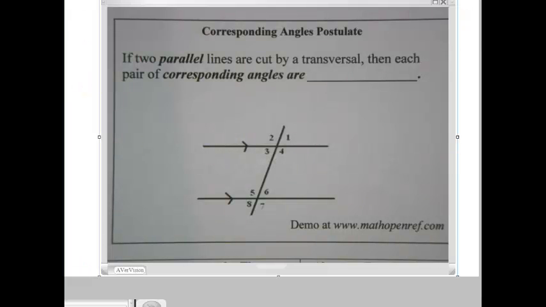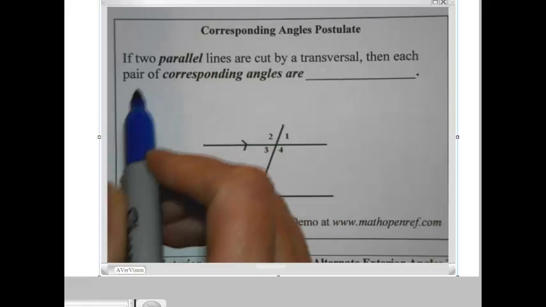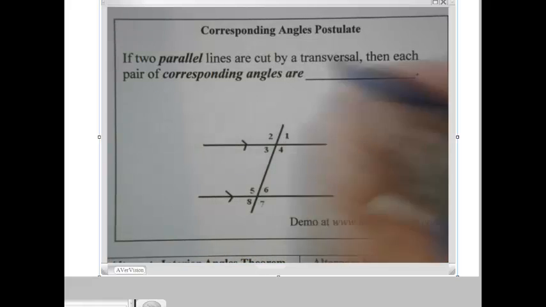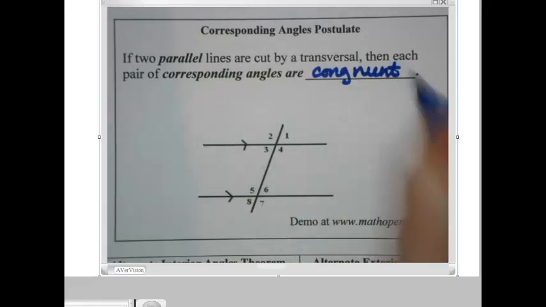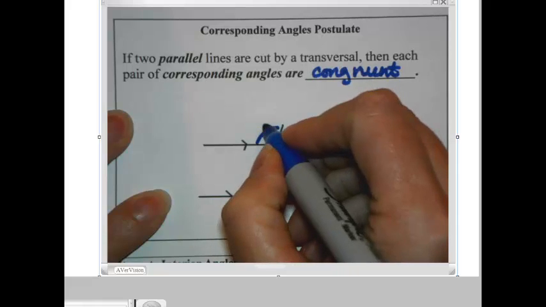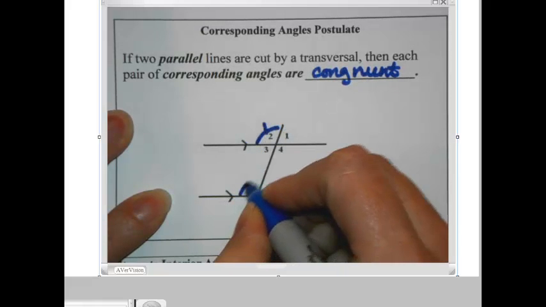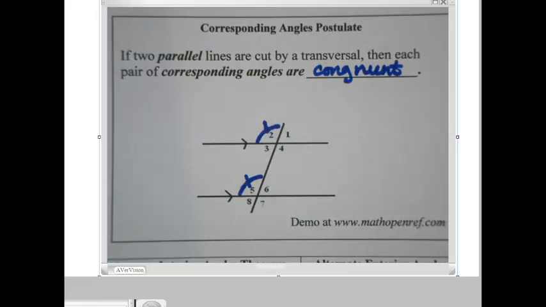The corresponding angles postulate says that if we have two parallel lines that are cut through by a transversal, then each set or pair of corresponding angles are congruent, as we saw. Those are congruent. So in our picture, we could say that angle 2, let's mark it congruent to its corresponding angle, angle 5. And that works for all sets of corresponding angles.